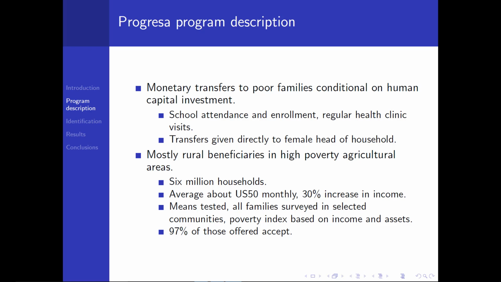97% of those offered accept. So when households are determined to be eligible, they're offered the program, and 97% accept. That's nice also for this evaluation, because we don't really have the issue of people self-selecting into program receipt.